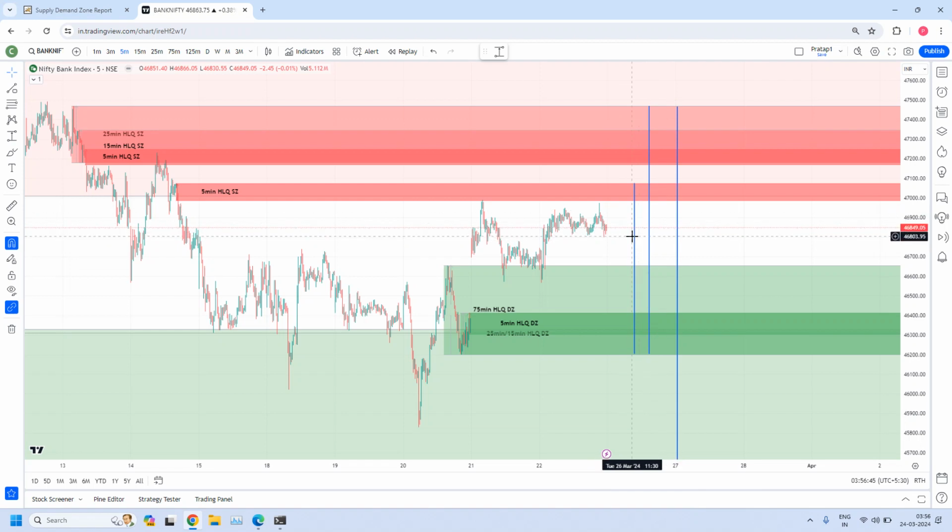Moreover, this week we have only 3 trading days: Tuesday, Wednesday and Thursday. Monday and Friday are holidays. So within these 3 days you can't expect much from Nifty. Because it is a short week, we should also try to understand what could be the movement within Nifty. I mean Bank Nifty.